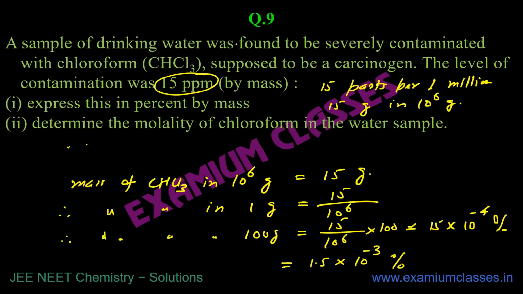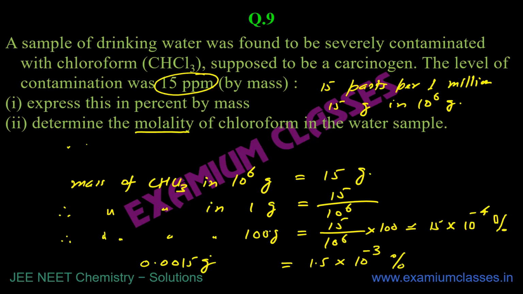Yes. Next is determine the molality of chloroform in the water sample. What is molality? Molality is when we consider the mass of solvent in kg. Now just think about it. 1.5 into 10 power minus 3 is actually 0.0015 in 100 grams. In 100 grams, it is just 0.0015 grams, meaning it is approximately 0. So negligible as compared to 100 grams.